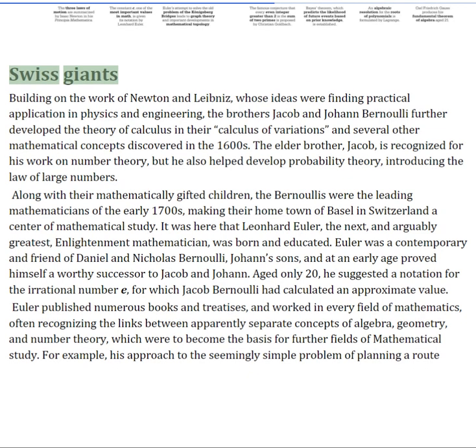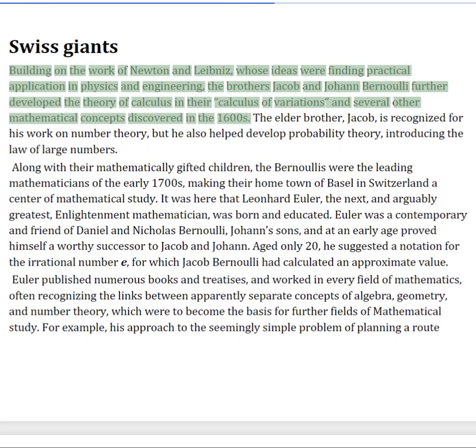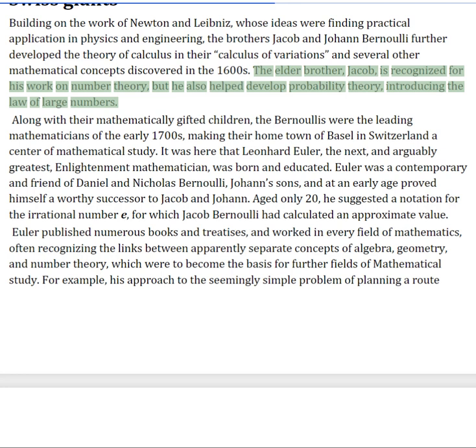Swiss giants. Building on the work of Newton and Leibniz, whose ideas were finding practical application in physics and engineering, the brothers Jacob and Johann Bernoulli further developed the theory of calculus in their Calculus of Variations, and several other mathematical concepts discovered in the 1600s. The elder brother, Jacob, is recognized for his work on number theory, but he also helped develop probability theory, introducing the law of large numbers.